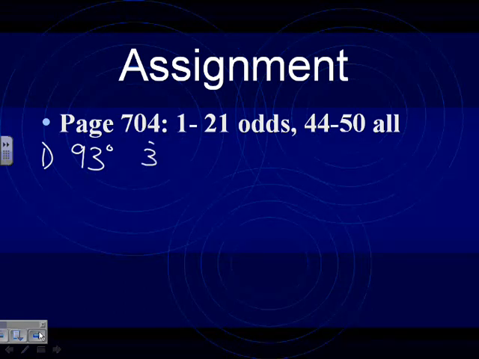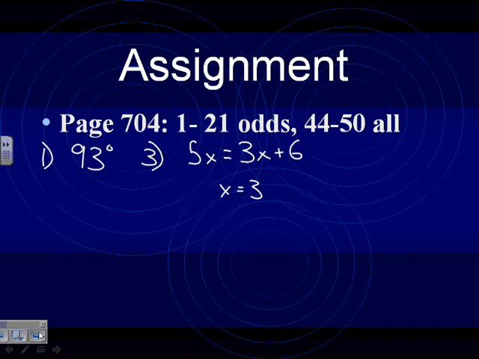Number 3. How are we going to set that one up? 5x is equal to 3x plus 6. Why is that our setup? Why are they equal, though? Yeah, their arcs have the same measure, so the chords must be congruent. So solve that for x. What do you get? x equals 3. Yep.